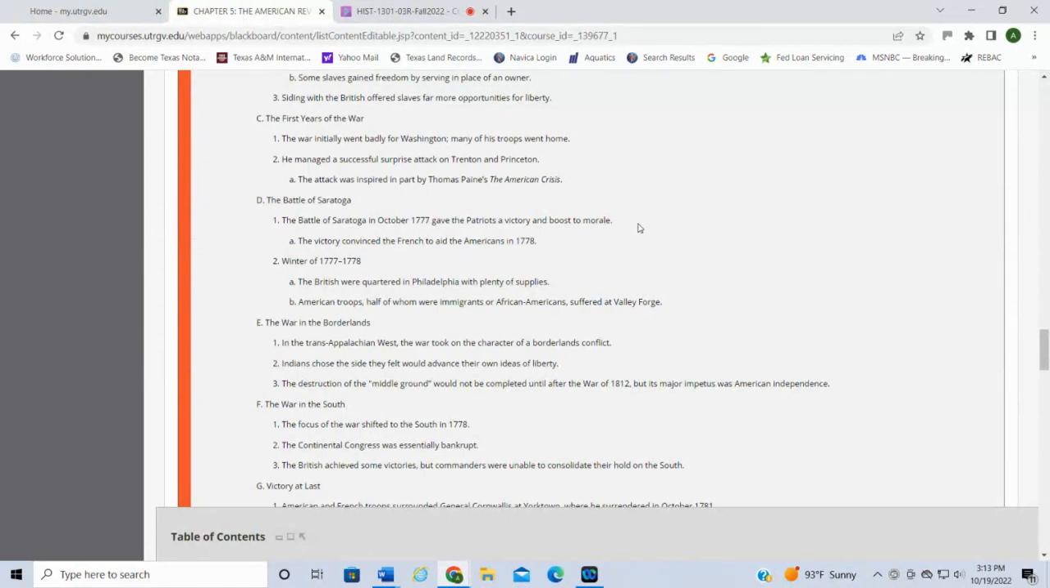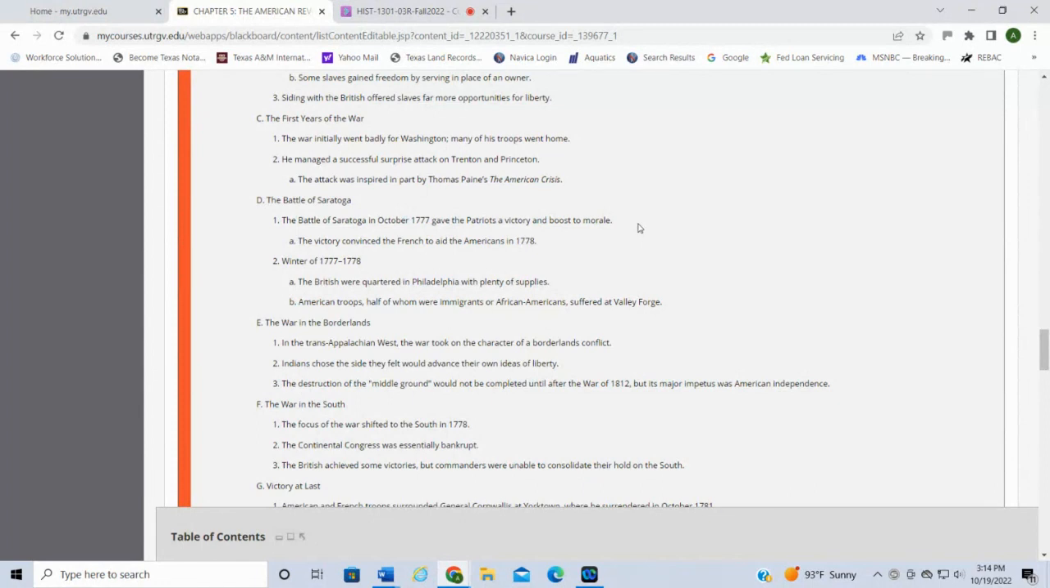miscommunicated, and so they were supposed to meet up in Philadelphia, but they didn't, and so this allowed the Americans to take Philadelphia here. The victory convinced the French to aid the Americans in 1778. So that was also important, right? The Americans needed the French and the Spanish to recognize them as a country and actually allow them to gain their resources, right?